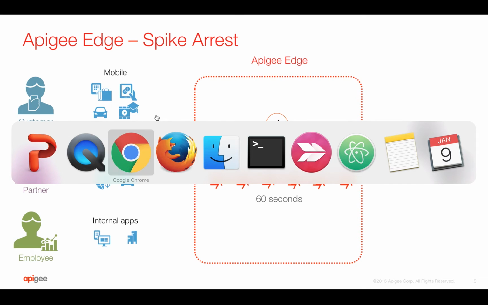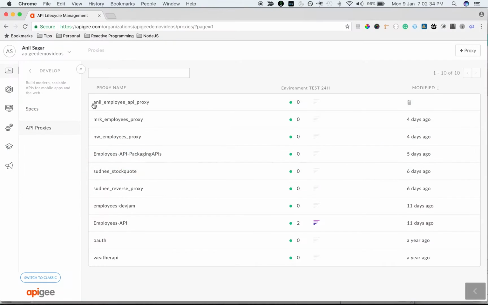Let's see Spike Arrest policy in action. For this, you need an Apigee Edge account. You register an Apigee Edge account and create an API proxy. For that, you can refer to the earlier 4-minute video. Once you create a proxy, we're going to attach the Spike Arrest policy.